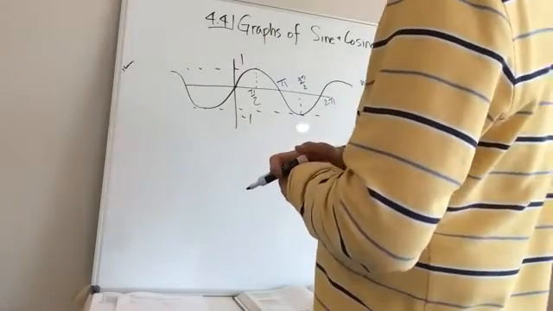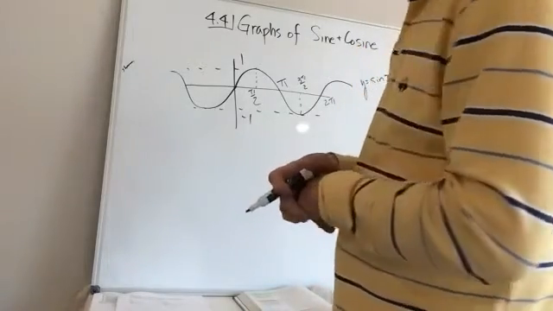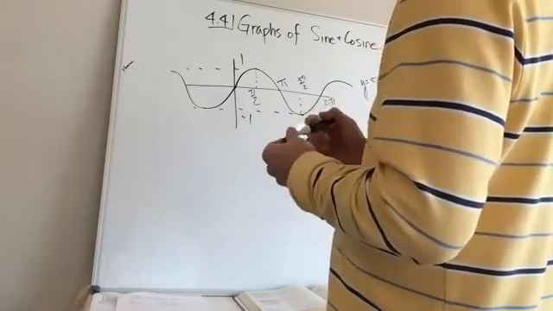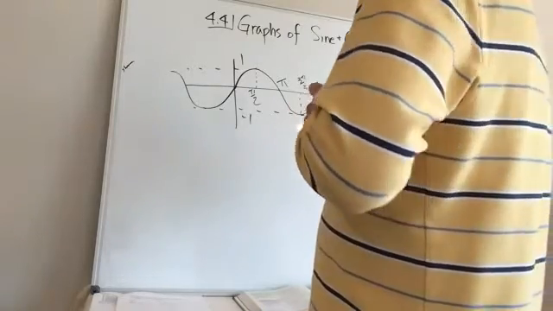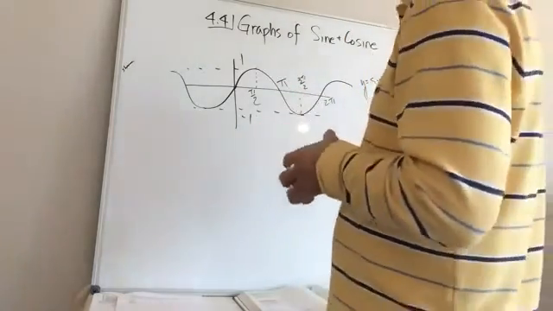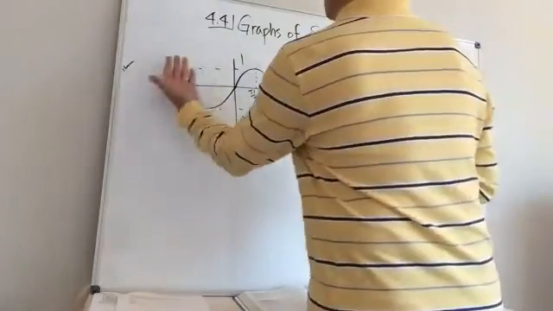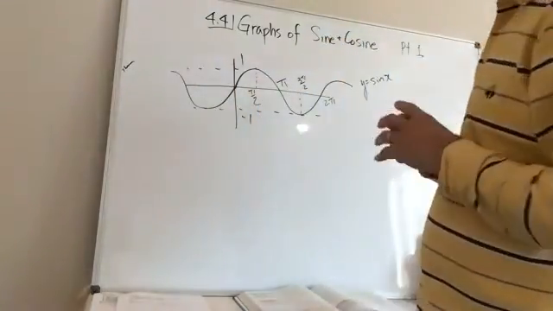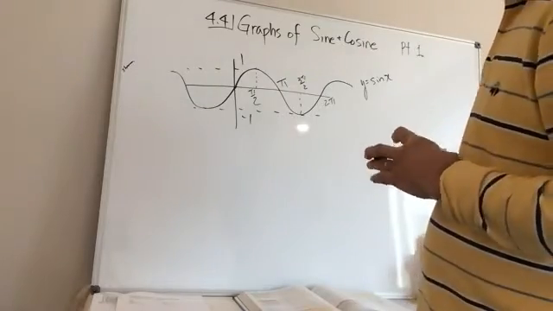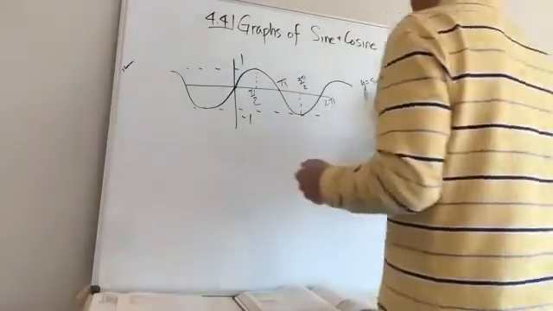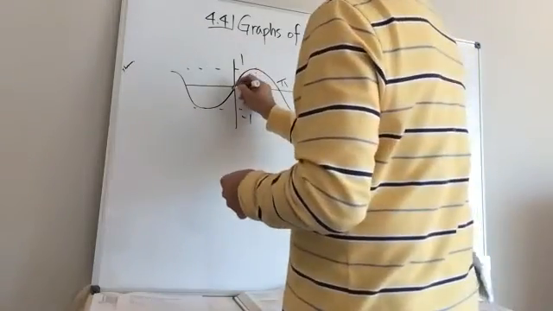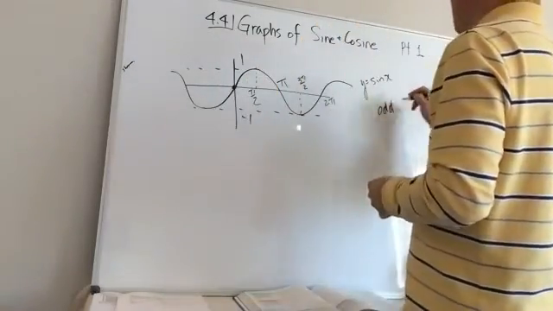Is this an odd or an even function? Anybody? Is it an even function? If it's an even function, that means it is symmetric across the y-axis. Oh, I see. And that is not the case. It is an odd function because it is symmetric across the origin. Okay, so it's an odd function.